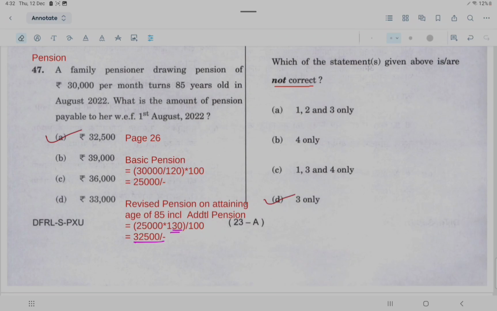आई होप दी कैलकुलेशन इज़ नॉट कॉम्प्लिकेटेड. पहले आपने बेसिक पेंशन निकाली, फिर उसका 30% एडिशन कर दिया तो आपके सी अमाउंट आ गया. पहले आपको 20% मिल रहा था तो आपने डिवाइड कर दिया यहाँ पे 120 से. आई थिंक CGL के कैंडिडेट्स हैं सारे, इतना तो कर सकते हैं.